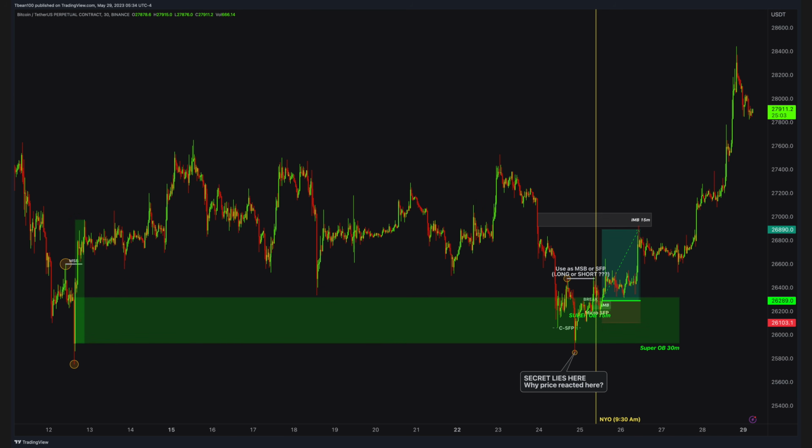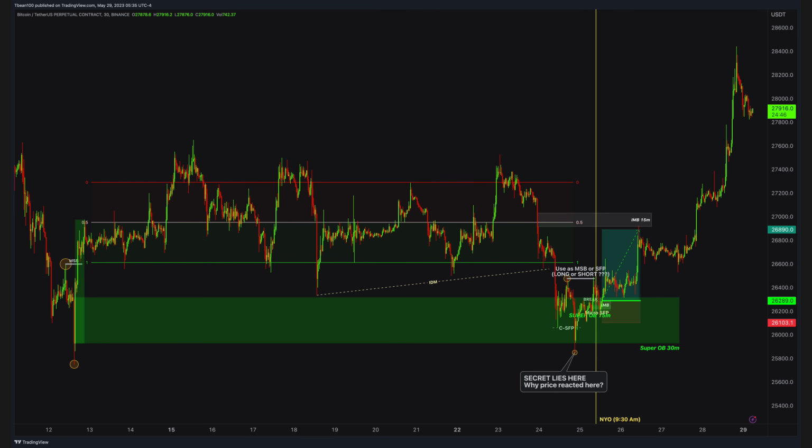If we zoom out the chart, now we can see that the price really pushed the 30-minute order block, but it cannot break it properly. Instead, heavily reacting here. Not a coincidence. You must notice two other structures here. First, the inducement. How the price clears liquidity right above the order block.